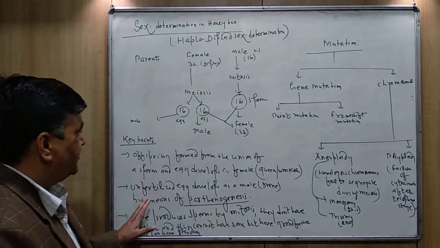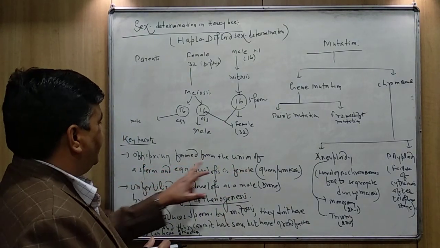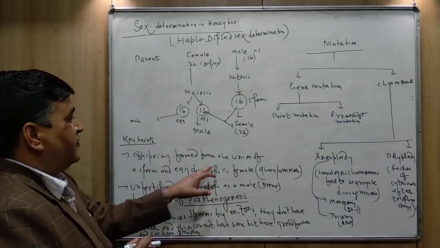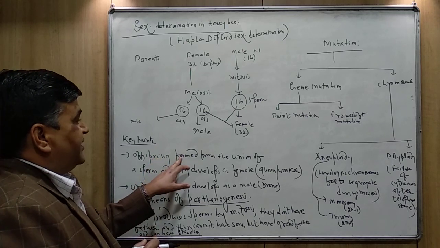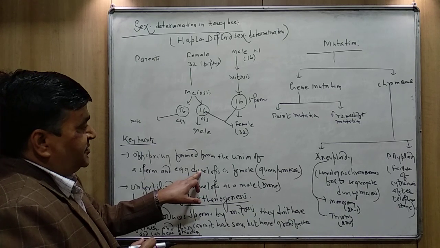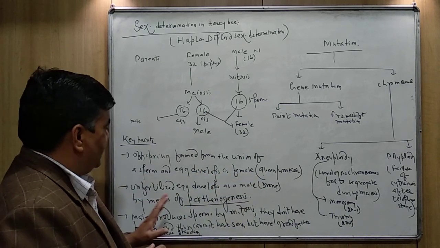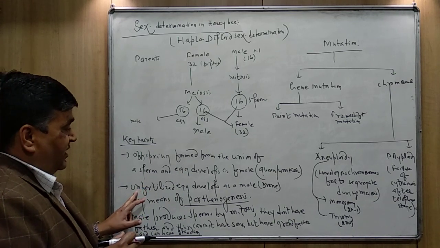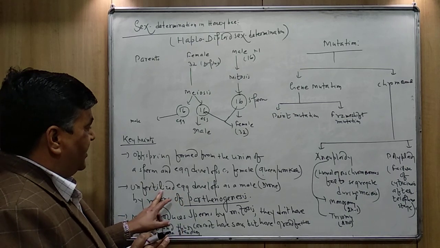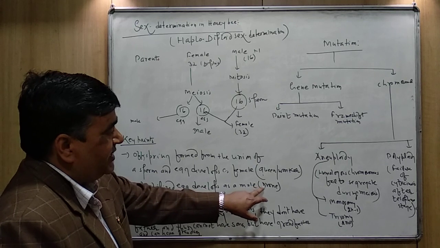I have written here some of the points. Offspring formed from the union of sperm and egg, union means when the fertilization takes place, develops as female. It may be the queen, either worker. Second, unfertilized egg. If the egg is not going to fertilize, the unfertilized egg develops as a male, and that is called drone.